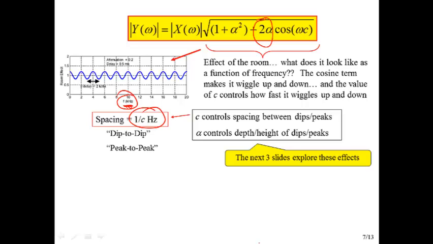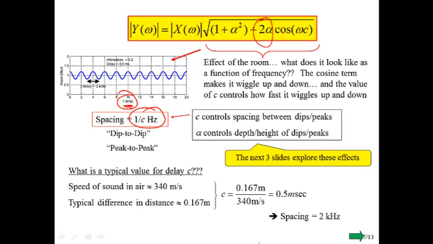So let's look at these next 3 slides to see what the effect of these are. Now, just so that we can get a rough idea, what's a typical value for this delay c? We want to be looking at the right kinds of ranges for audio. So for the speed of sound in air, at least in a vacuum, it's 340 meters per second.